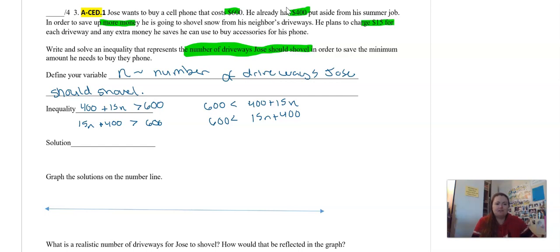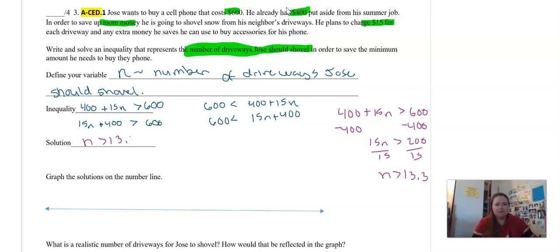Okay, solution. Now I have to actually solve this. So I'm going to solve the first one, but you should get the same answer no matter which one you solve. 400 plus 15n is greater than 600. Minus 400 on both sides of the inequality sign. 15n is greater than 200. Divide by 15, divide by 15. N is greater than 13.3. So right here, you would go ahead and put n is greater than 13.3, because that's the answer we got.